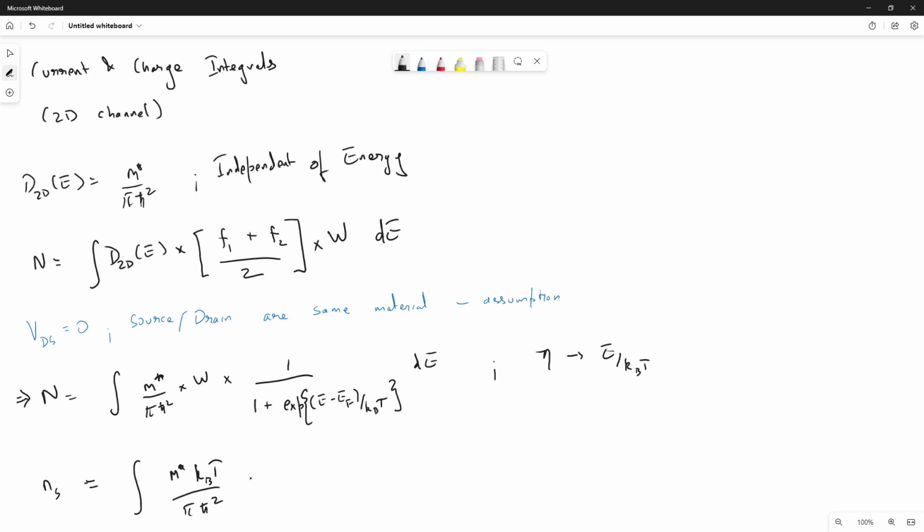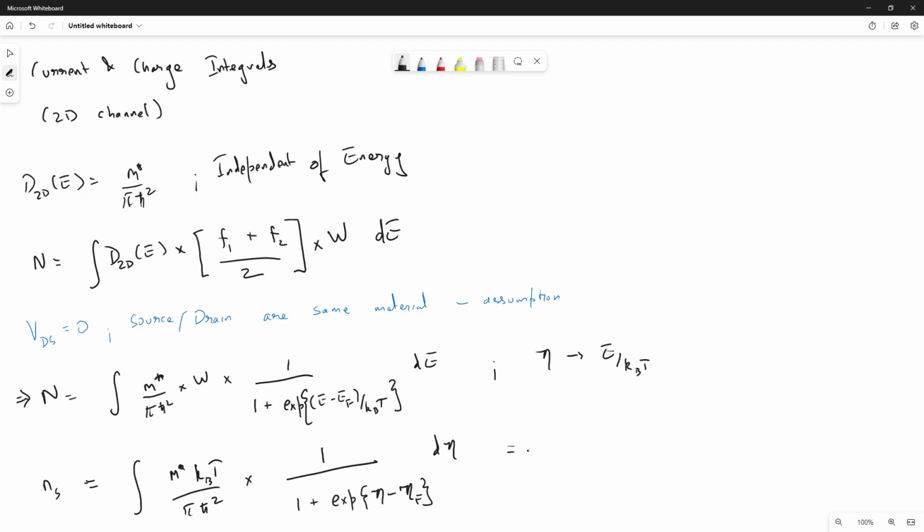Okay, into 1 divided by 1 plus exponential eta minus eta f, where eta f is eta corresponding to the Fermi energy, d eta. Is this correct? Yes, sir. Now, further, we can perform this integral.